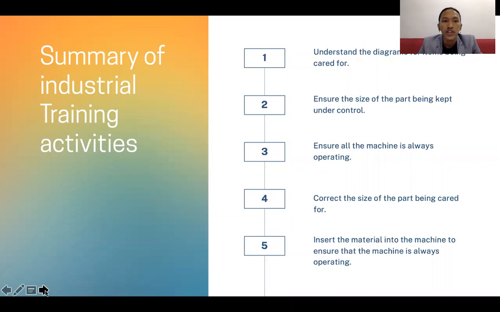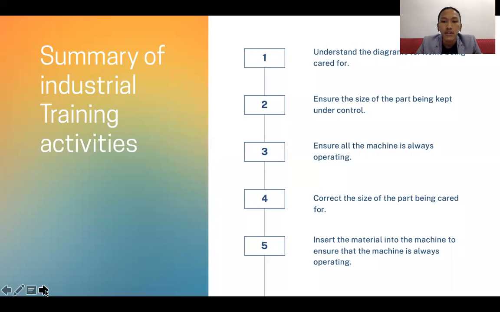Summary of industrial training activities. Number 1. Understand the diagrams for items being cared for. Number 2. Ensure the size of the part being kept under control. Number 3. Ensure all the machines are always operating. Number 4. Correct the size of the part being cared for.